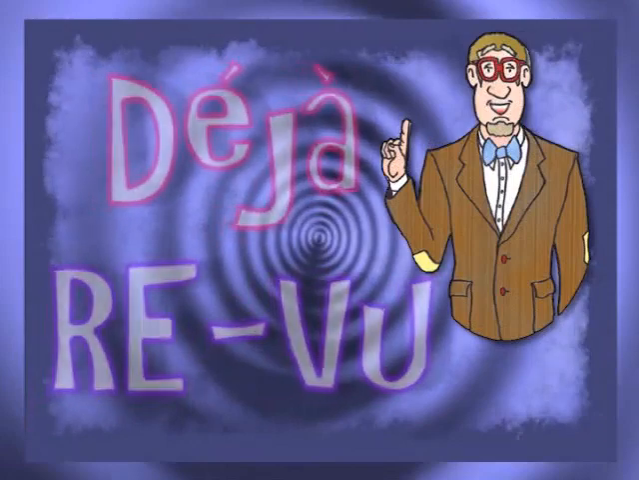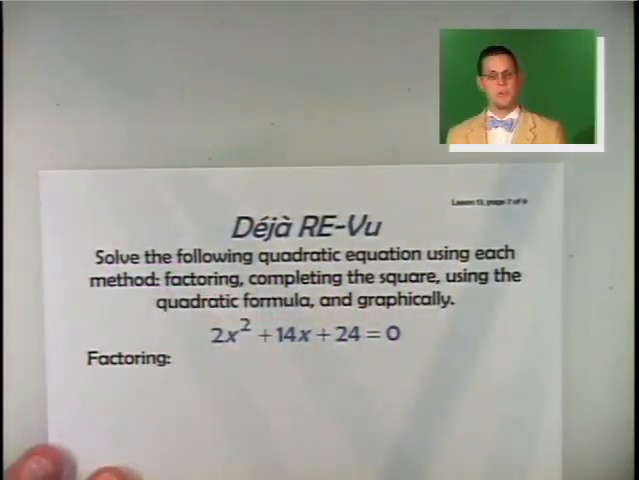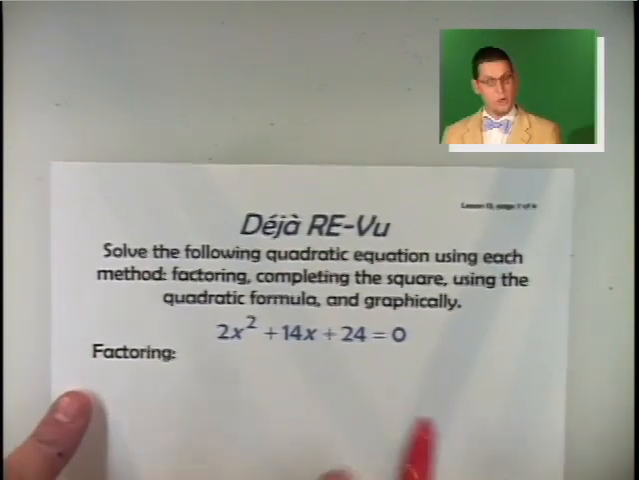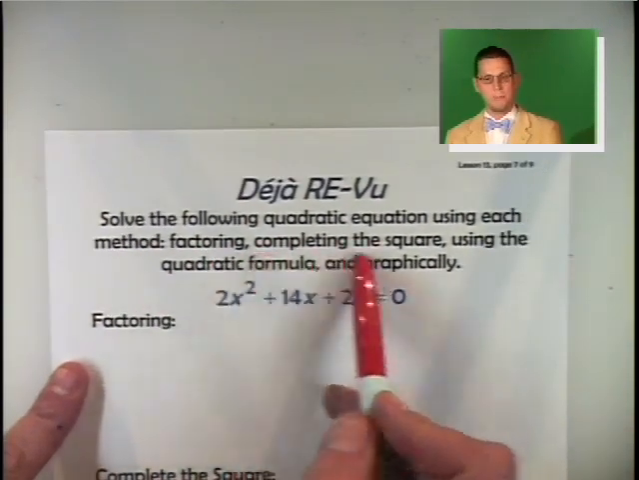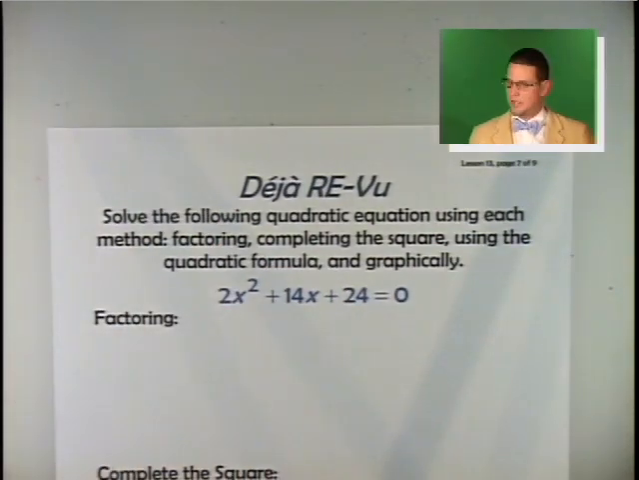Deja Review. Here's what we want to do. We want to solve the following quadratic equation using each of the methods that we've learned on this show and in previous shows, which includes factoring, completing the square, using the quadratic formula, and graphically. All right? These are a bunch of different methods. They're all going to accomplish the same thing.